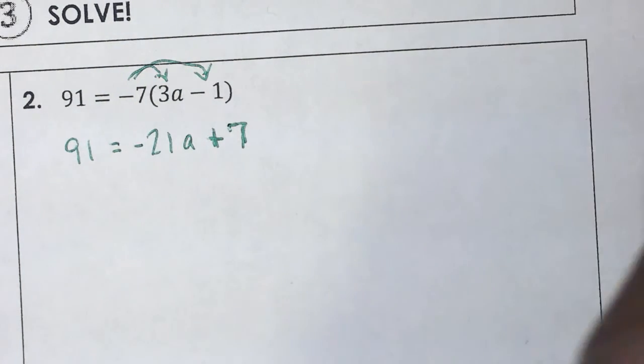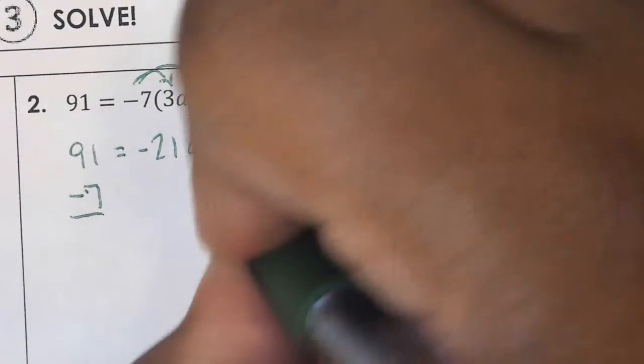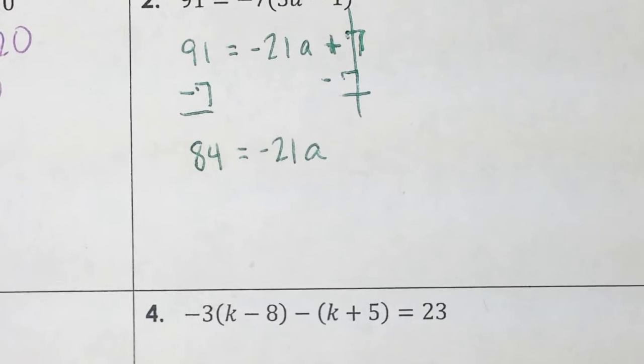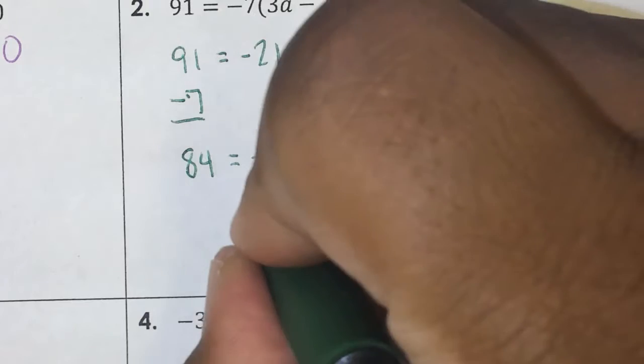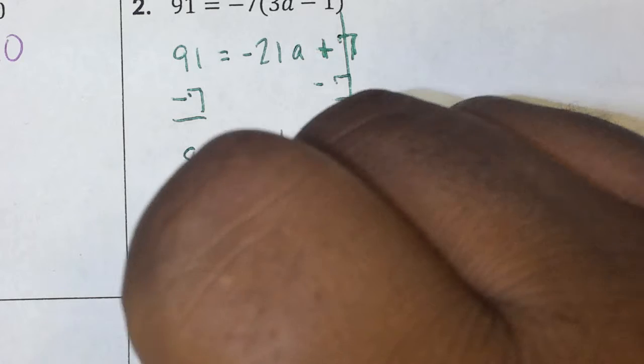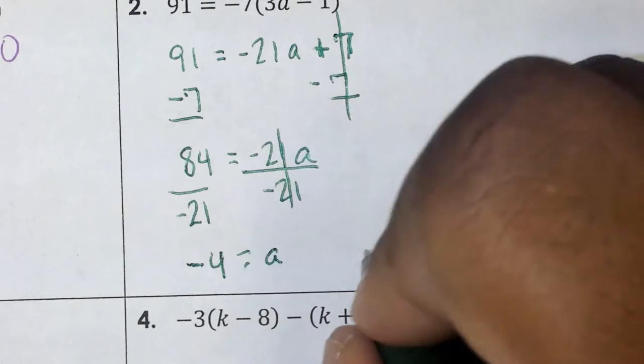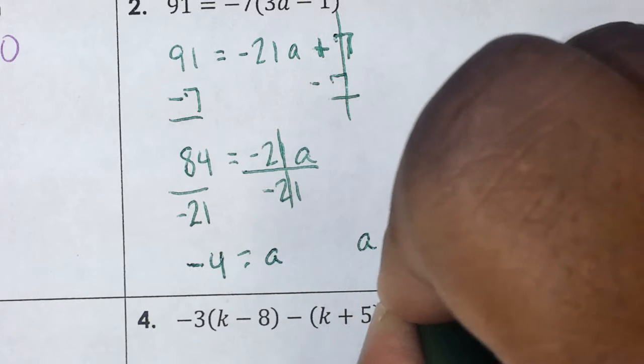After that, it's a two-step equation, it should be easy for you to solve. Moving everything to the left. Subtract 7. Subtract 7. Cancels. 91 minus 7, 84. Equals negative 21a. And from there, we divide by negative 21. Cancels. Negative 4 equals a. And if you want to flip it around to make yourself more comfortable, a equals negative 4.